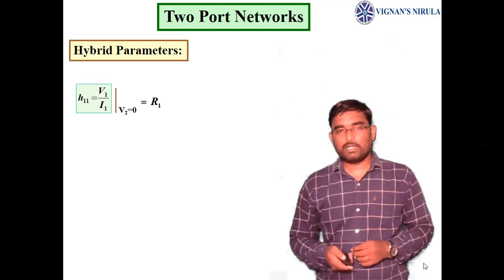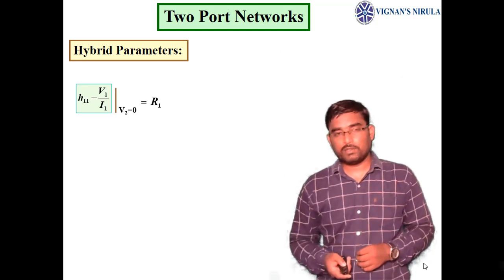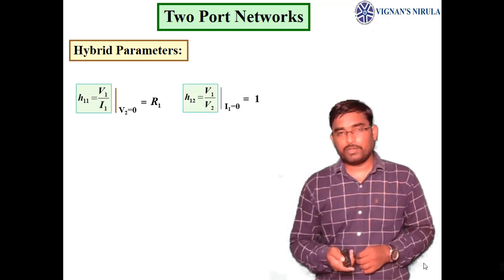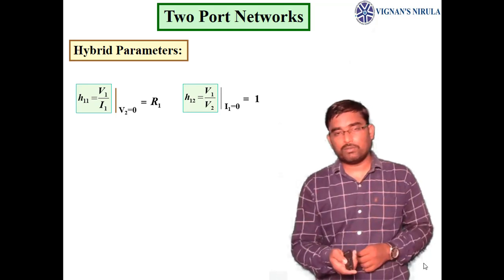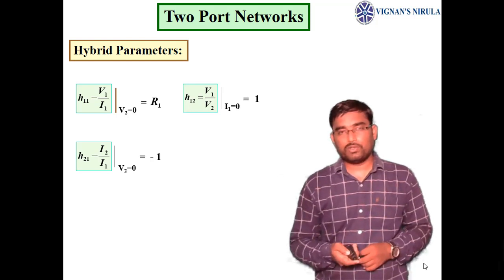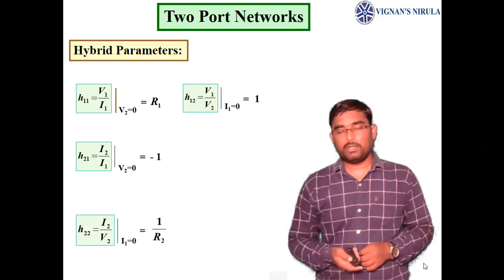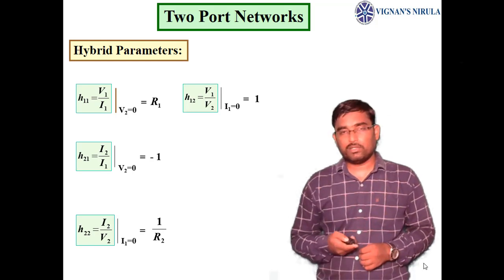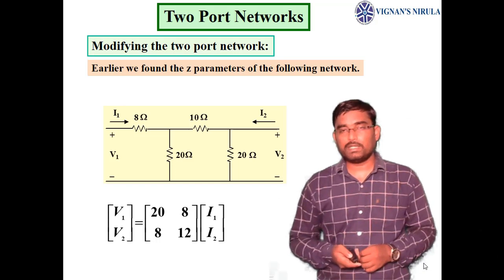In the same way as in the previous example, putting V2 as 0 and getting the ratio of V1 by I1 gives simply H11 equals R1. Putting I1 equal to 0 and getting the ratio of V1 by V2 gives H12 equals 1. Putting V2 as 0 and getting the ratio of I2 by I1 easily gives H21, which is minus 1. And keeping I1 equal to 0 and getting the ratio of I2 by V2 gives H22 as 1 by R2. In this way we can find the H parameters.